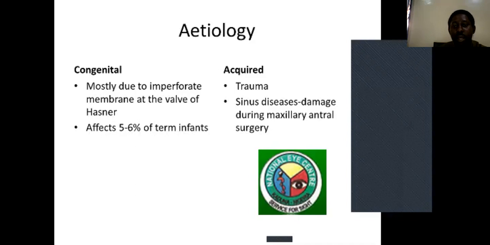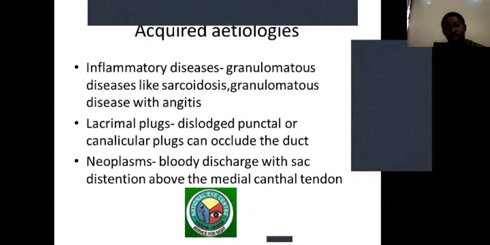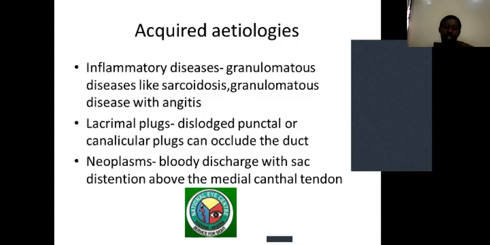implicated. Now, inflammatory diseases like sarcoidosis, granulomatosis with angiitis, and lacrimal plugs have also been implicated. Plugs that are dislodged from the punctum or canaliculi tend to occlude the ducts when they congregate together. Neoplasms: when one notices a bloody discharge from the sac, from the punctum, with distension of the sac above the medial canthal tendon, that makes one wonder about the presence of neoplasms.